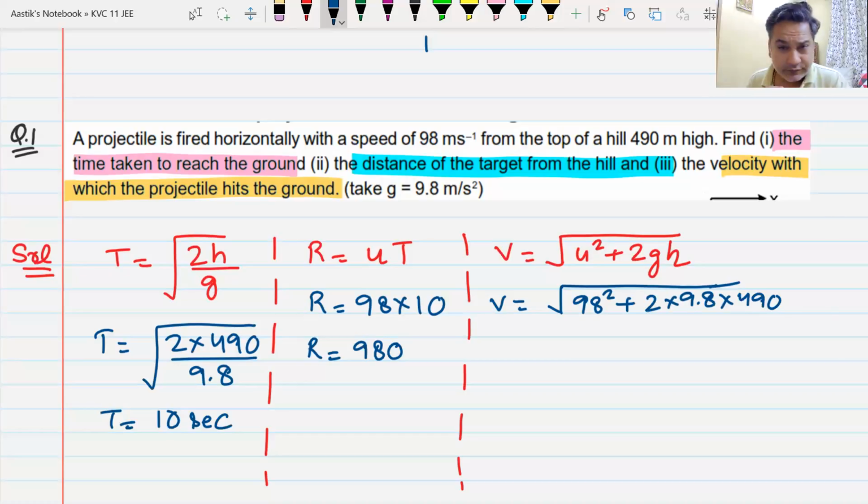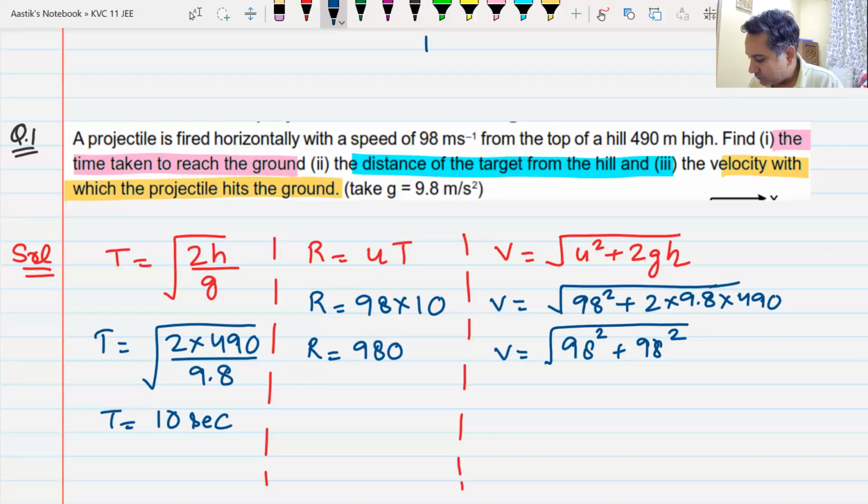2 into 490 is 980. 980 can be written as 98 multiplied by 10. 9.8 into 10 becomes 98. So it basically becomes root of 98 square plus 98 square. It is 98 root 2. Do we understand this?